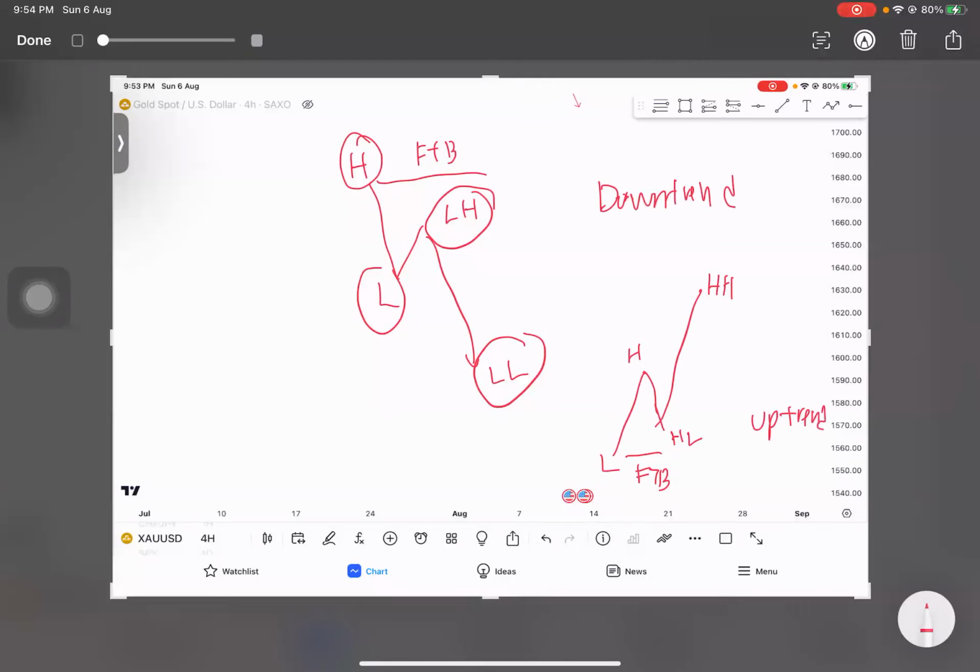So every trend, if you want to identify whether it's an uptrend or a downtrend, must have these 4 structures. For the downtrend it is high, low, lower high, lower low. And for the uptrend it will be low, high, higher low, higher high. Are you clear about this, guys? Or any more questions? Okay, clear.